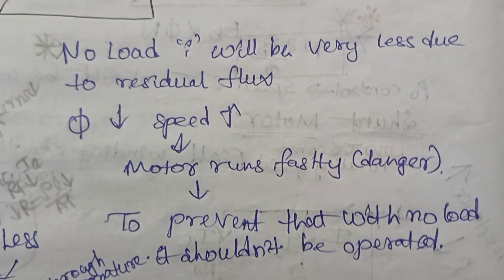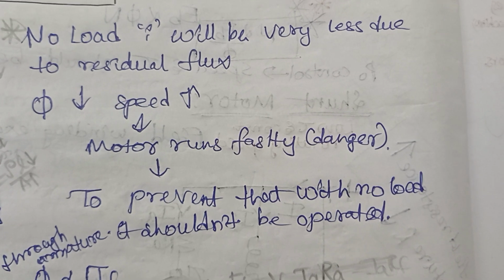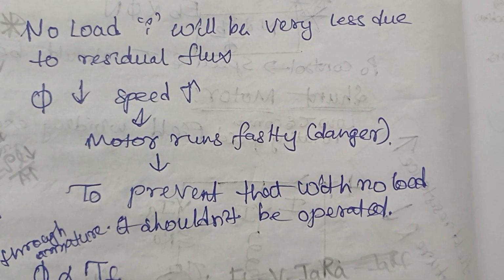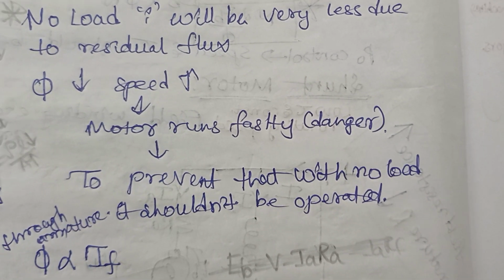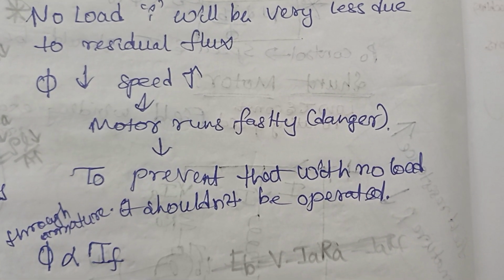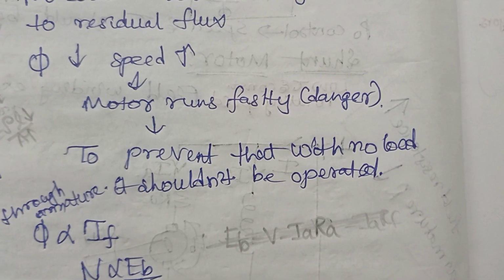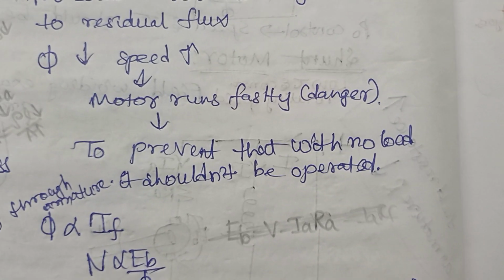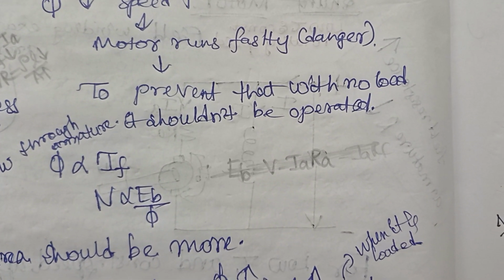Here your flux should be less and speed should be high. Only in that case, if the speed is very high and flux is very small, the motor runs at a dangerous speed. That means the motor will run at a very fast rate.